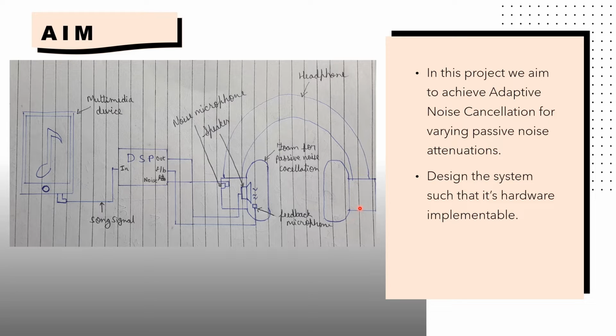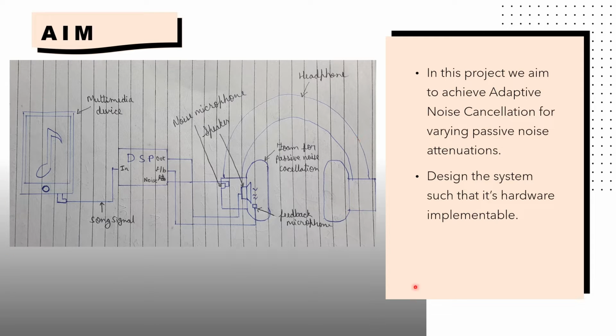So let's first begin with what is our aim. Our aim in this project is to achieve adaptive noise cancellation for varying passive noise attenuation. And also we'll try to implement this in such a way that the entire system is properly hardware implementable.